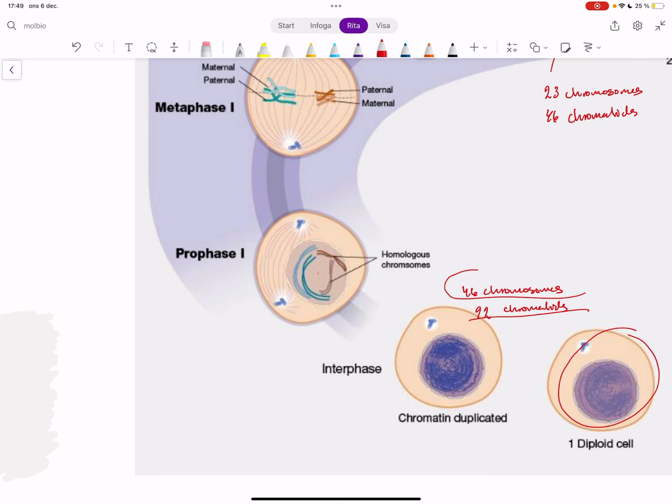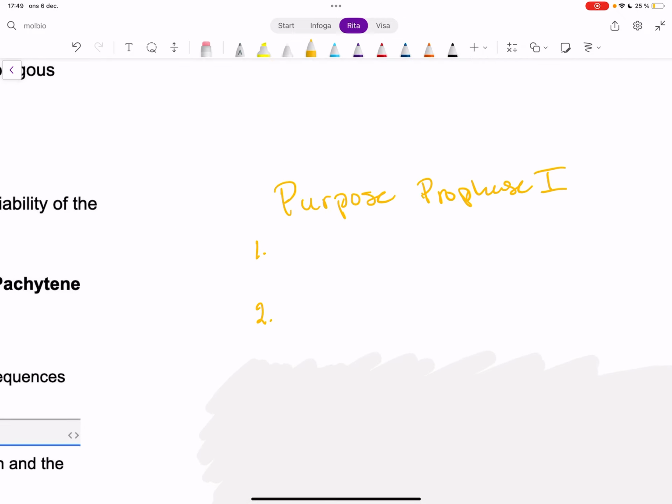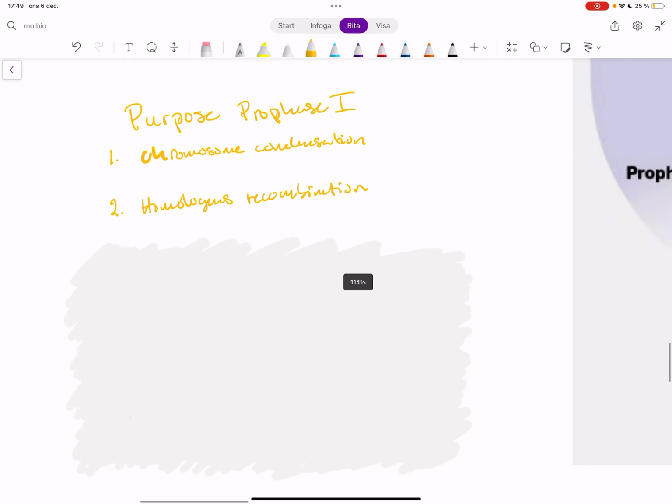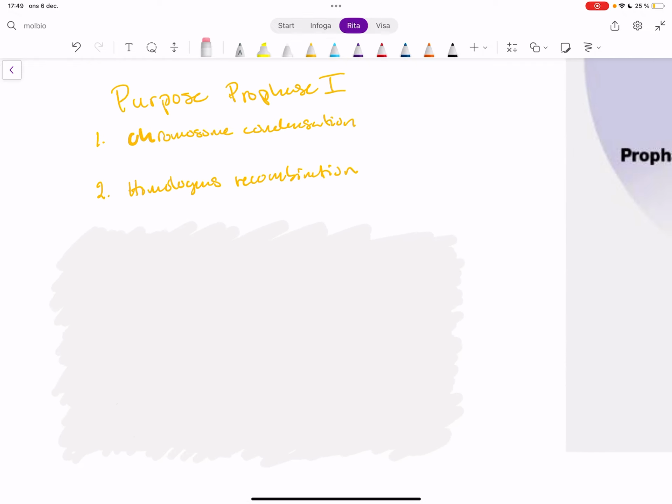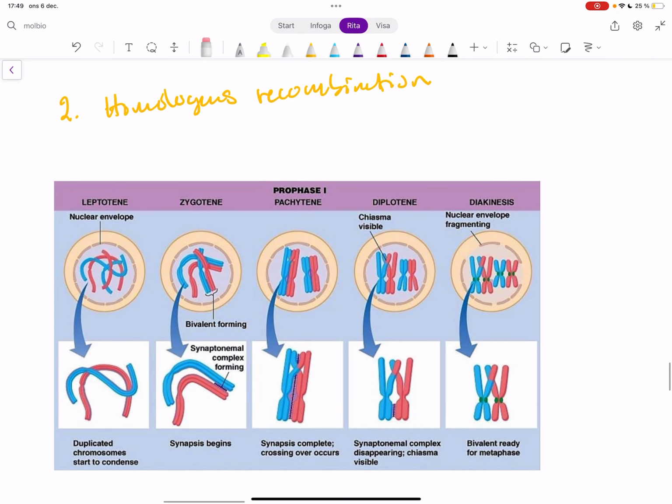And there are 2 important things in prophase 1. The first thing is chromosome condensation, and the second thing is homologous recombination. So those are the 2 main steps of prophase 1. And now if we want to get into more detail, this homologous recombination has like 5 different steps.